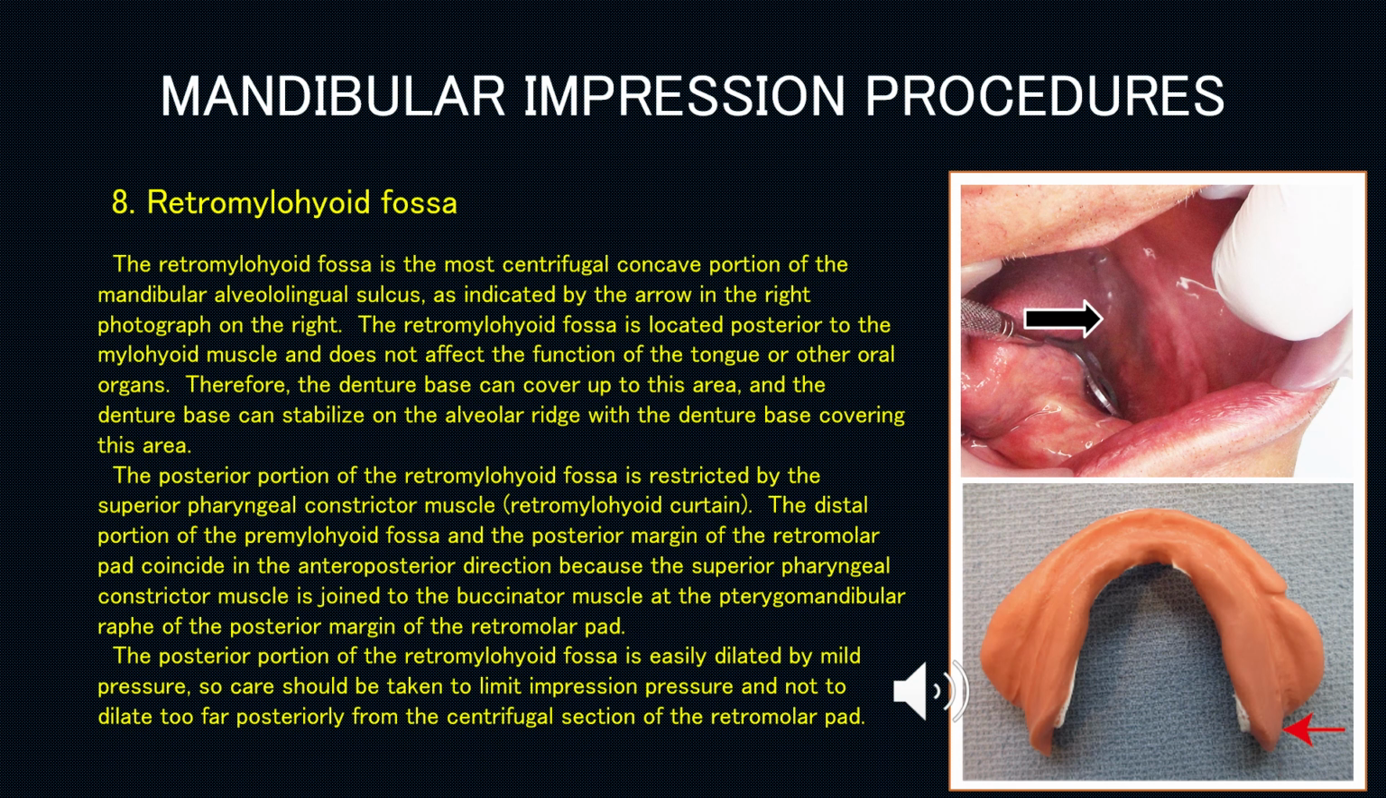Because the superior pharyngeal constrictor muscle is joined to the buccinator muscle at the pterygomandibular raphe of the posterior margin of the retromolar pad, the posterior portion of the retromylohyoid fossa is easily dilated by mild pressure, so care should be taken to limit impression pressure, and not to dilate too far posteriorly from the centrifugal section of the retromolar pad.